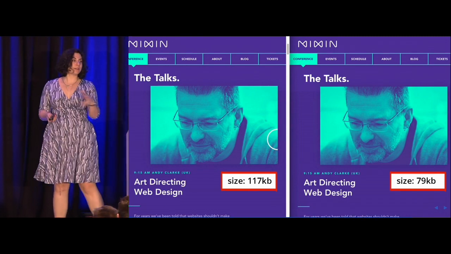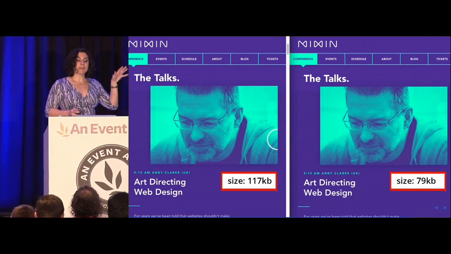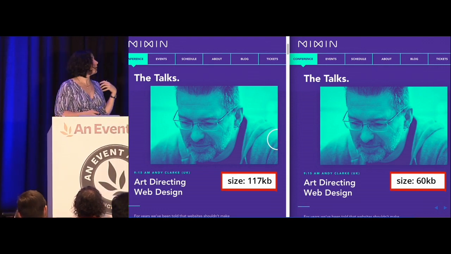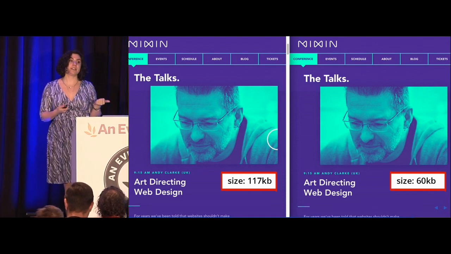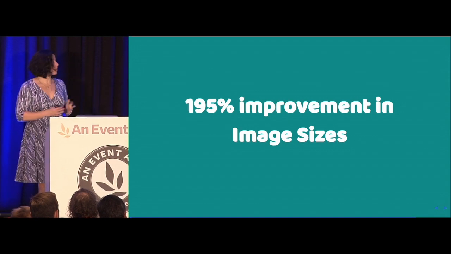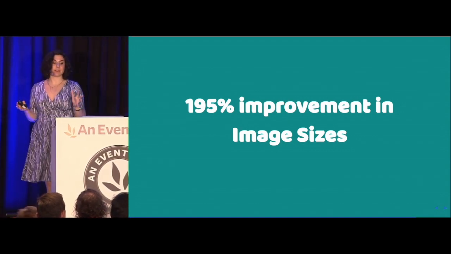So here we have divided in half to that GCD image size. But if we reduce this to the largest size that it is in its container, we get even more of an improvement in image size. We can send it at 60 kilobytes instead of at 117, which is about half. That's a 195% improvement in image sizes. And just from that one image, we've saved over half by reducing it alone.